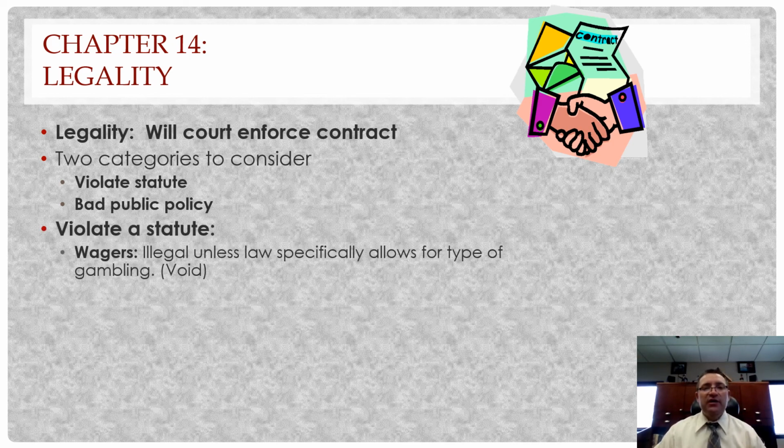All right, so let's talk about violation of statute. Wagers are illegal unless the law specifically allows for the type of gambling, right? And it's void. So, for example, here in the state of Oregon, if we made some contract regarding slot machines, and you're going to provide 10 slot machines for me and put them in my business, and not going through the state lottery, they aren't those types of machines, then that's an illegal contract, and nobody would be held to fulfill the terms of that agreement.